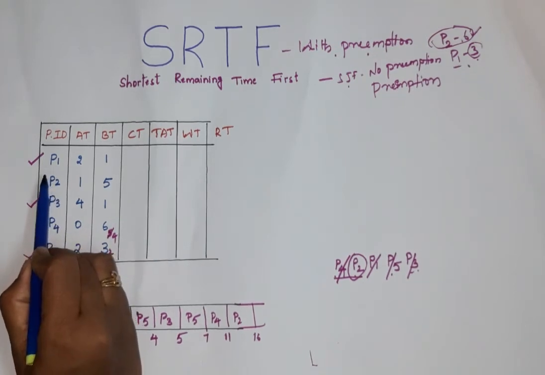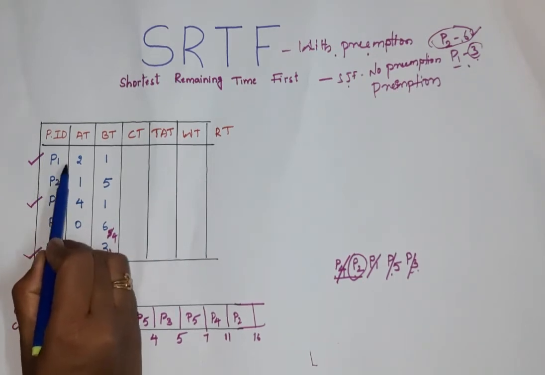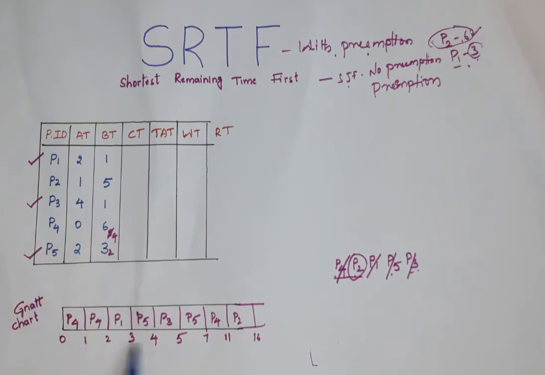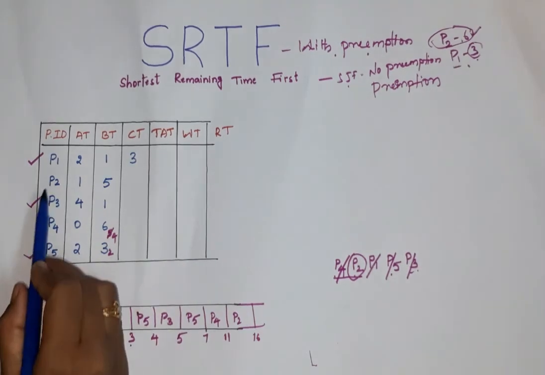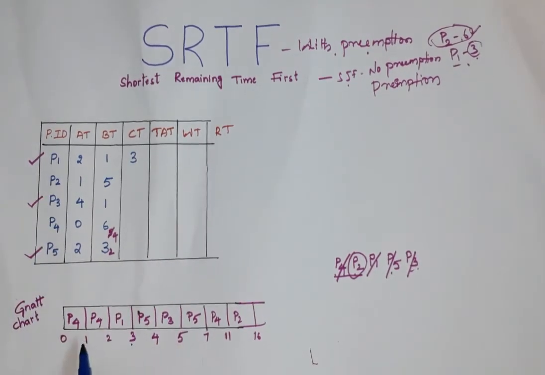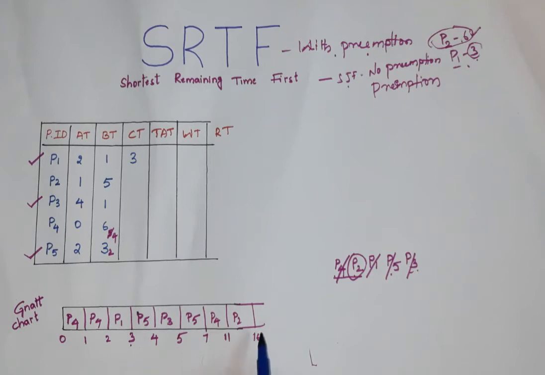We'll first go with the P1 process. When P1 is completed, you have to go to the Gantt chart and check the right side of P1. Is P1 there anywhere else? No. So at the third unit of time, P1 is completed. And P2, where is the last P2 here? P2 is here. At which unit of time has P2 completed its execution? 16.